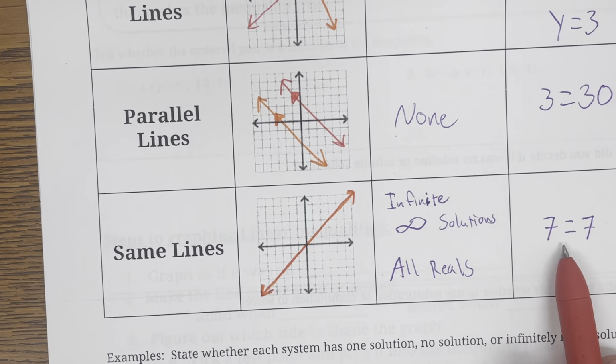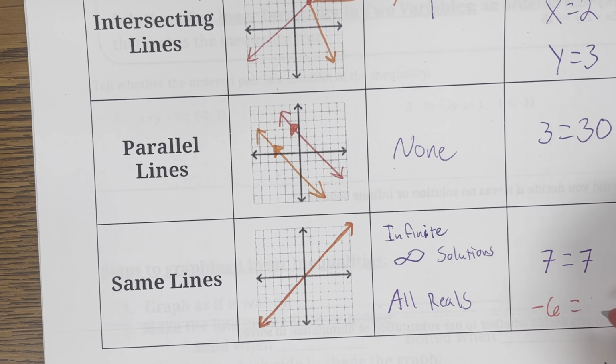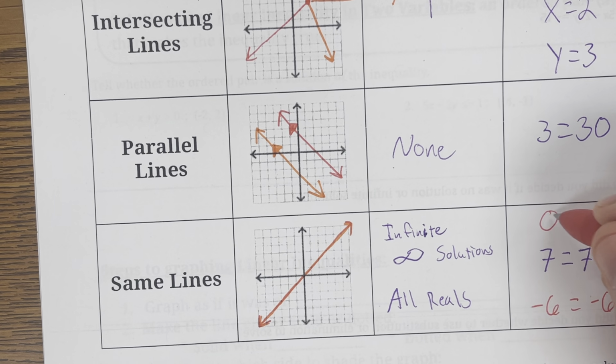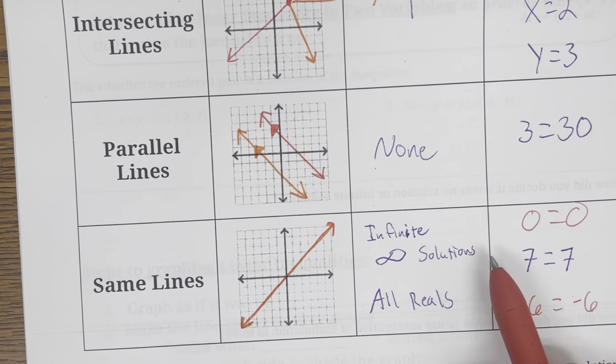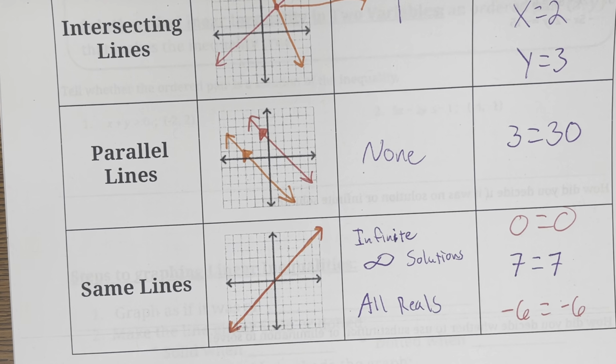When I'm solving, I will end up with something like 7 equals 7, something that's true. -6 equals -6. 0 equals 0. If I end up with something like that while I'm solving, that means that it is the same line and there are infinitely many solutions.